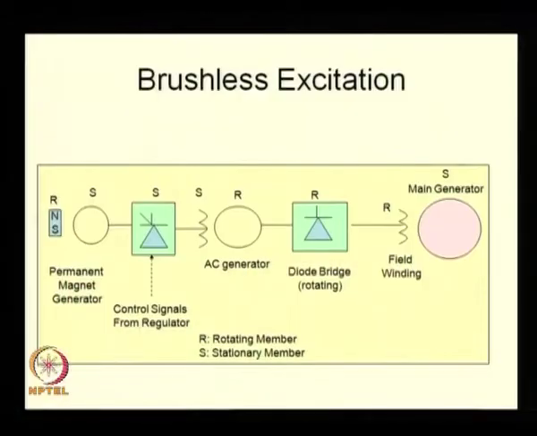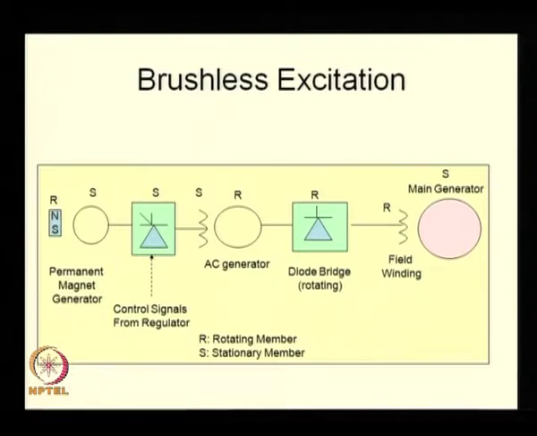Another kind of excitation system is what is known as the brushless excitation system. This looks slightly more complicated than our static excitation system, in which the exciter itself is static, it does not move, and the voltage which the exciter gives is conveyed via slip rings and brushes. A brushless excitation system, on the other hand, has a slightly different structure.